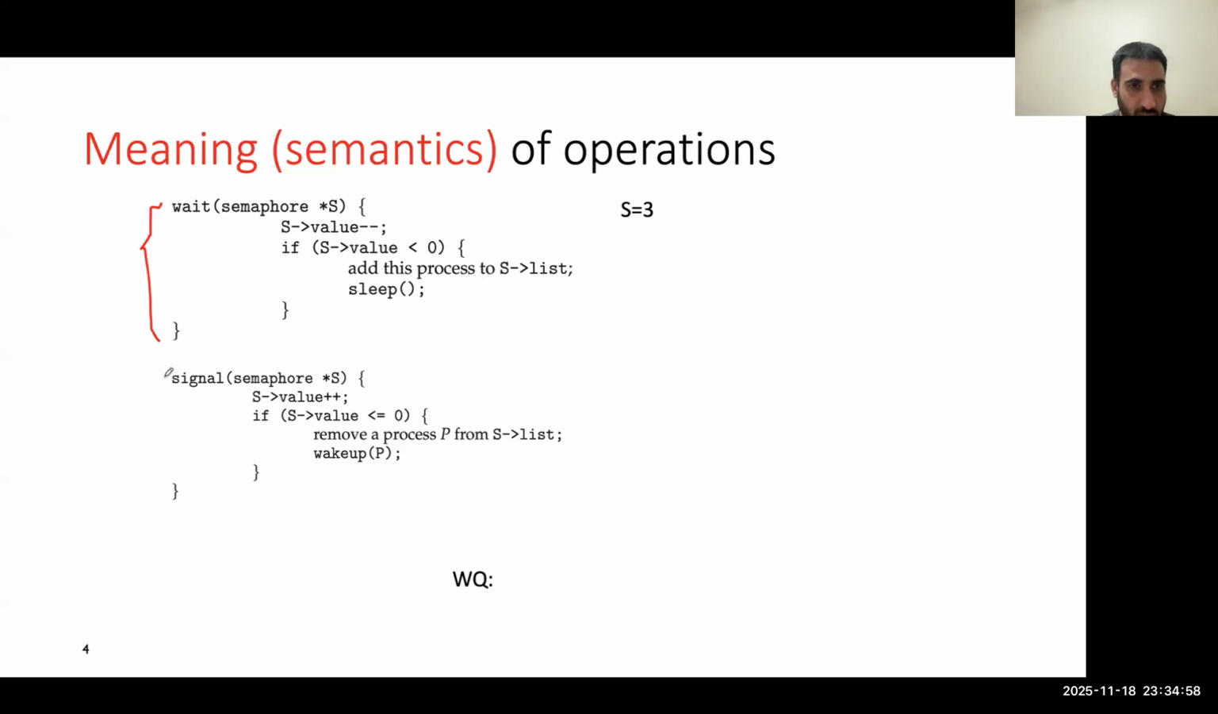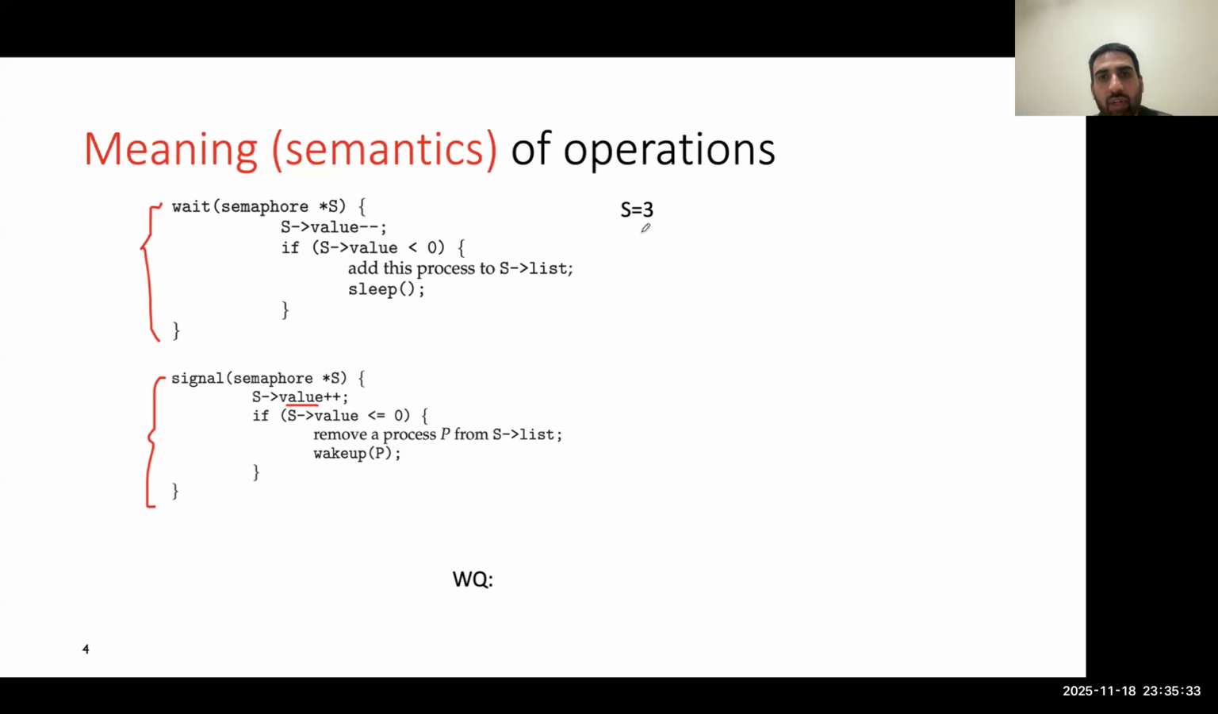On the other hand, for the signal operation, whenever a thread or process calls signal on a semaphore, the integer value of that semaphore is incremented by one. And after incrementing, if the value is still less than or equal to zero, then a process is removed from the list of blocked processes, and it starts running. Okay, not actually start running, but it is put in the ready queue, and then the scheduler schedules it for execution depending upon the scheduling algorithm, right?